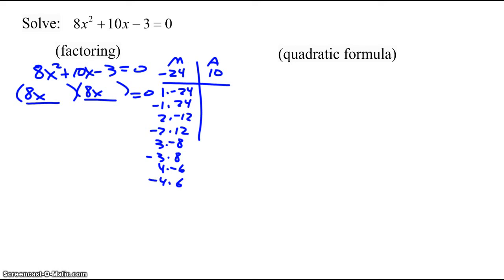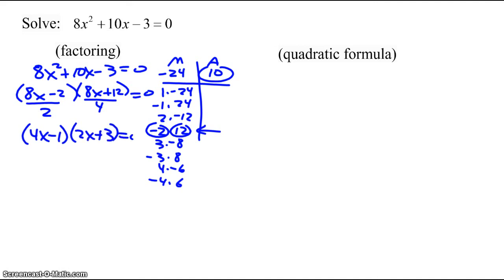But I want the one that's going to add up to positive 10, and so that's going to be this one right here. Negative 2 times positive 12. So that's what I put in for my numbers, negative 2 and positive 12. But because I had to copy the 8 in both places there, I'm going to have to divide out common factors. So I divide a 2 out on this side, and I divide a 4 out on this side. And I end up with 4x minus 1, and then I end up with 2x plus 3. And that's still equal to 0, right? So at this point, I do have everything factored.